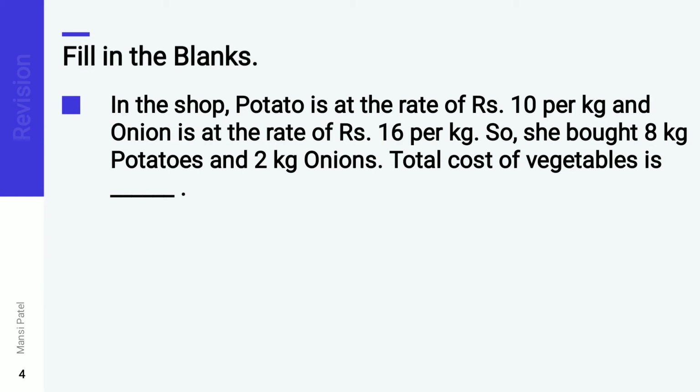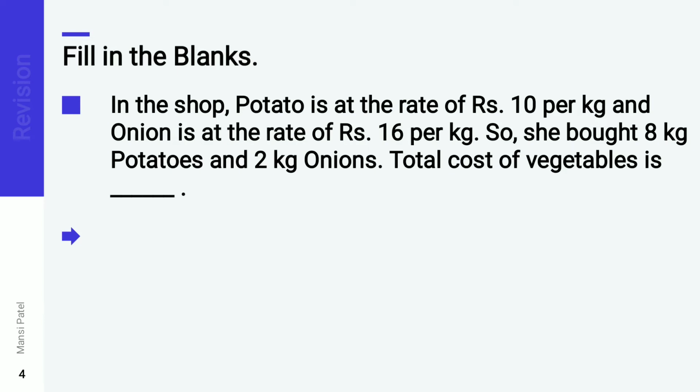In this question, they have given two things to you. One, she purchased potato, and the other one, she purchased onion. And you have to find out the total cost of both vegetables. So in this, we can do the unitary method as well as we can do the direct multiplication.